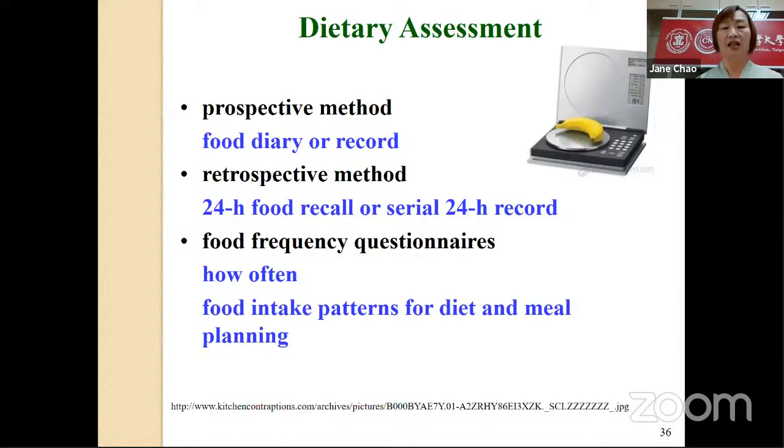Dietary assessment is very important for nutritional assessment. Usually dietary assessment is done by dietitians. There are several ways to do a dietary assessment, for example, prospective methods, retrospective methods, or food frequency questionnaires. So if you consider prospective methods, retrospective methods, or food frequency questionnaires, which one is suitable for the elderly? Do we have an answer? Which one is suitable for the elderly?